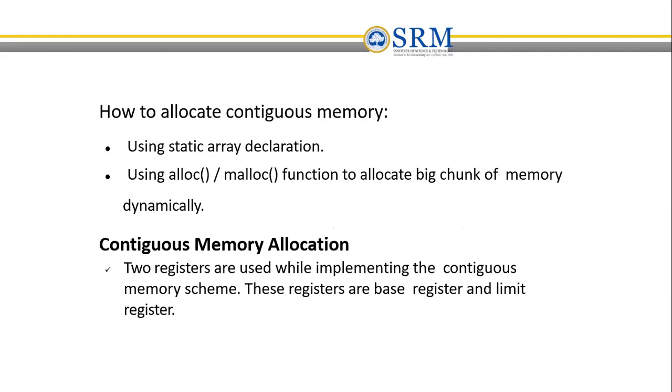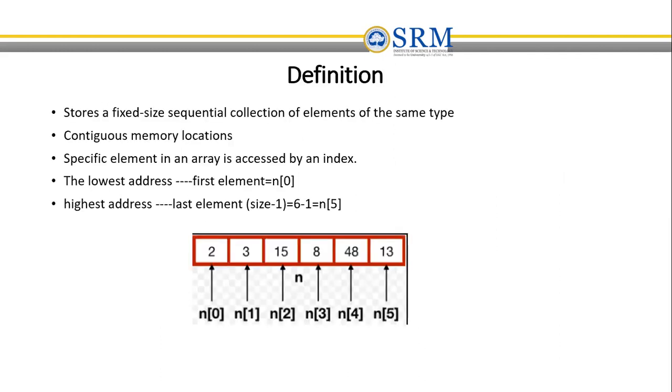An array may be static or it may be dynamic. A programmer can declare an array either by using static array declaration, or they can also declare it dynamically with the help of calloc or malloc functions. Contiguous memory allocation has a base address, which is the starting address of the memory. Here you can see the contiguous memory allocation of an array.